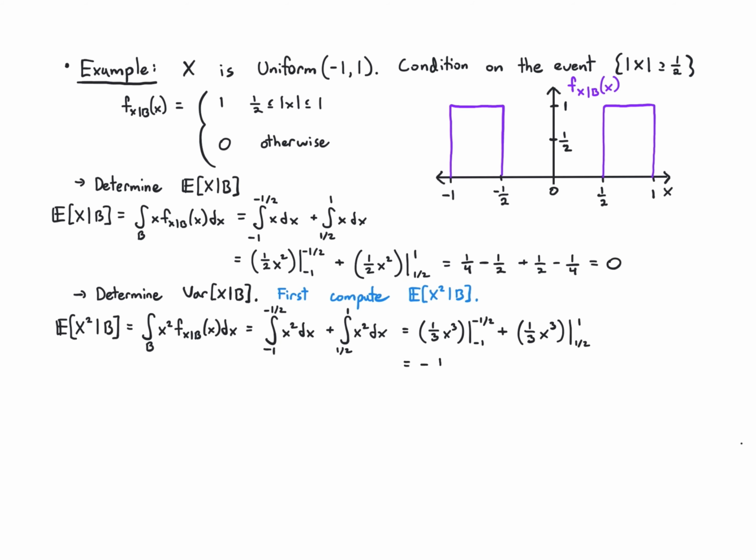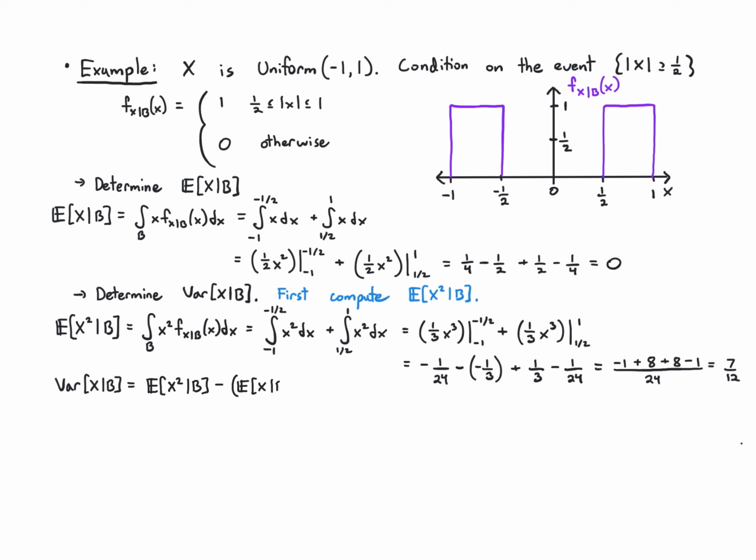And so, okay, we can just work this out. It's -1/24 minus a third plus 1/3 minus 1/24. This works out to be -1 plus 8 minus 8 minus 1 over 24. The whole thing is going to be 7/12. Okay, so putting everything together, the variance of x given B is just the second moment given B minus the square of the mean given B, and that's going to be 7/12 minus 0 squared, so just 7/12.